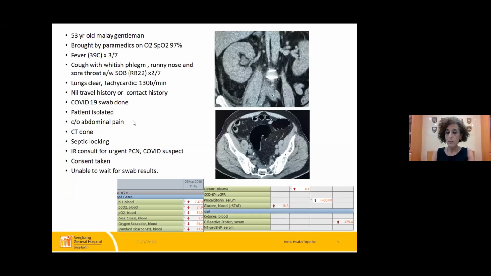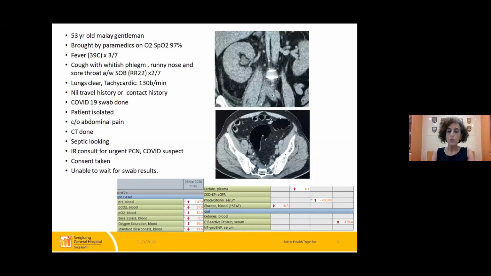However, during his workup, he developed abdominal pain. A CT was done, which showed he had a small stone with hydronephrosis, and hence an urgent PCN was requested. But we couldn't really wait for the swab to come back because it usually takes about 12 to 24 hours in our setup for it to come back. Because he was so unwell, we had to make that call to do this case as a potential COVID positive case.